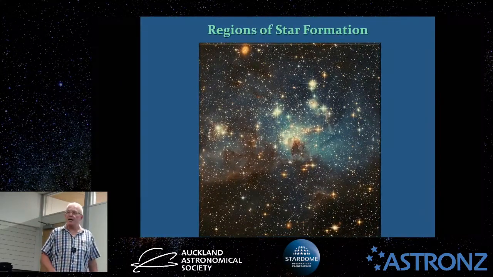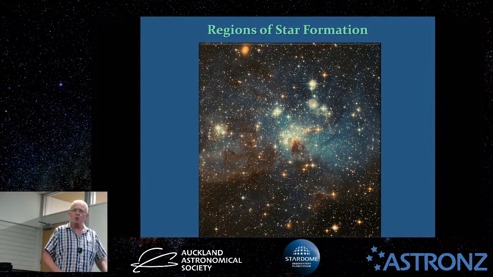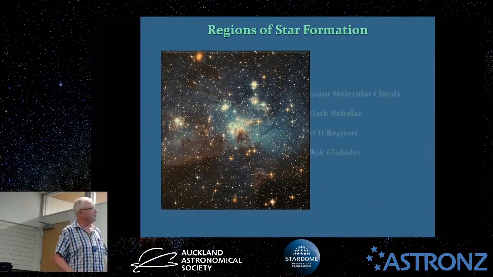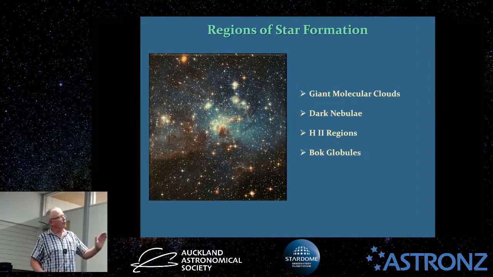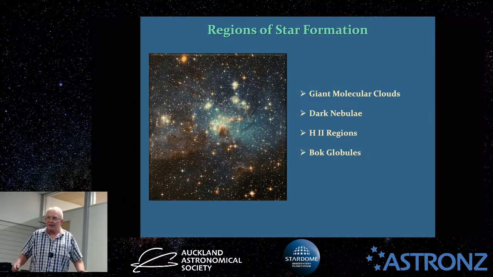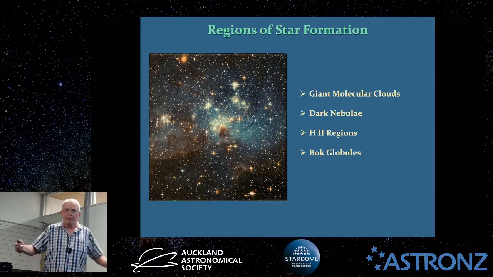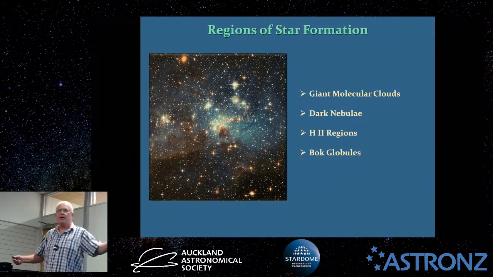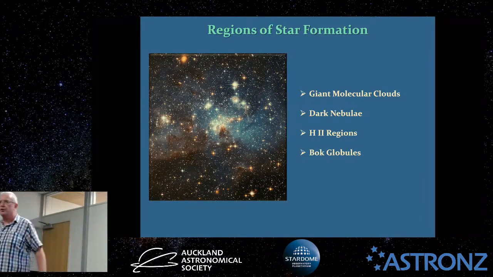So, regions of star formation. Where do stars form? How do you know when you're looking at one of these regions? I've put 4 key things that you'll find in regions of star formation: giant molecular clouds, dark nebulae, H II regions, and Bok globules. Probably a lot of you have already heard of these terms. Some of you will say, oh, I've heard of these terms, but I'm not sure exactly what they are.